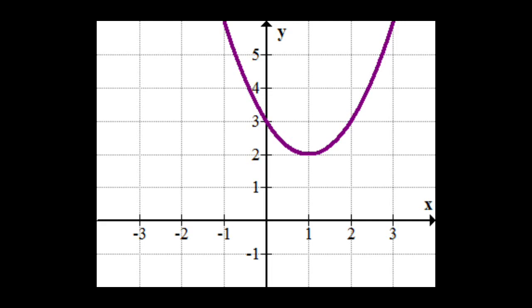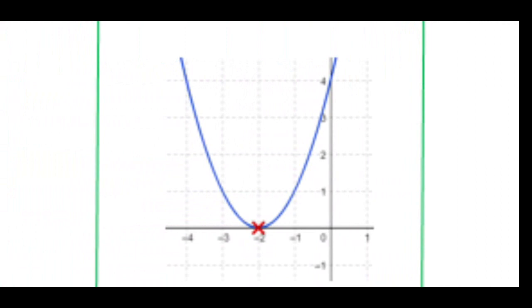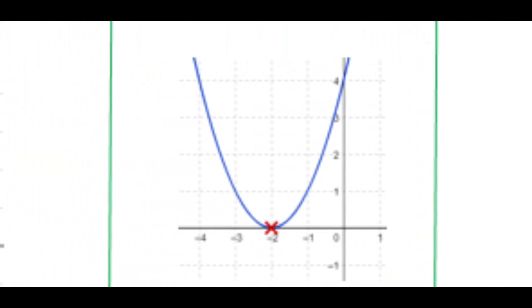See our graph here. This graph is not meeting the x-axis, which means it has no zero. This is the graph that is not intersecting our x-axis, that is, no zeros. But in the second case, listen here.